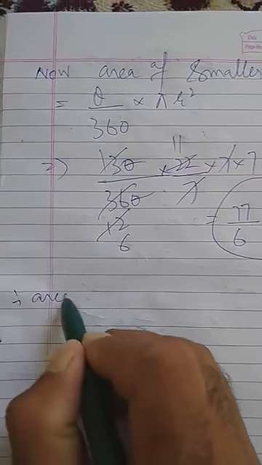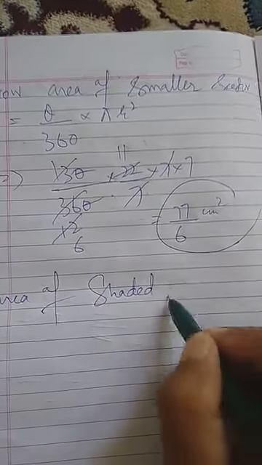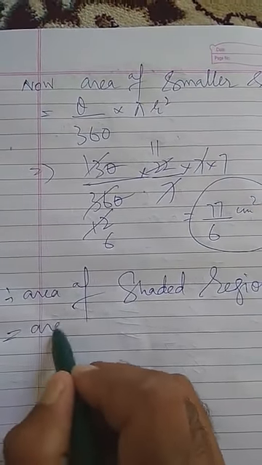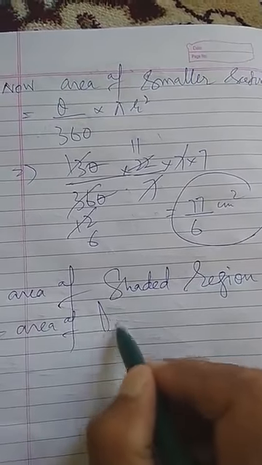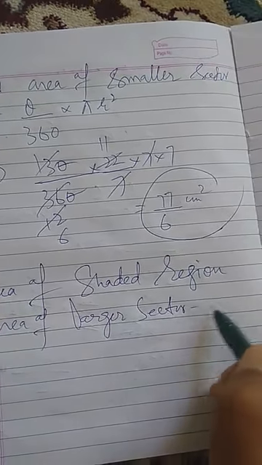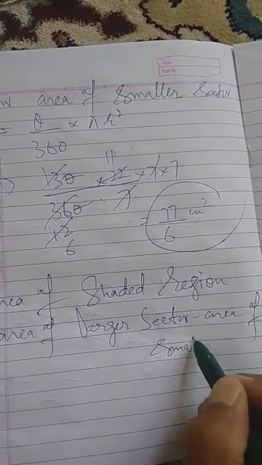Therefore, area of shaded region is equal to area of larger sector minus area of smaller sector.